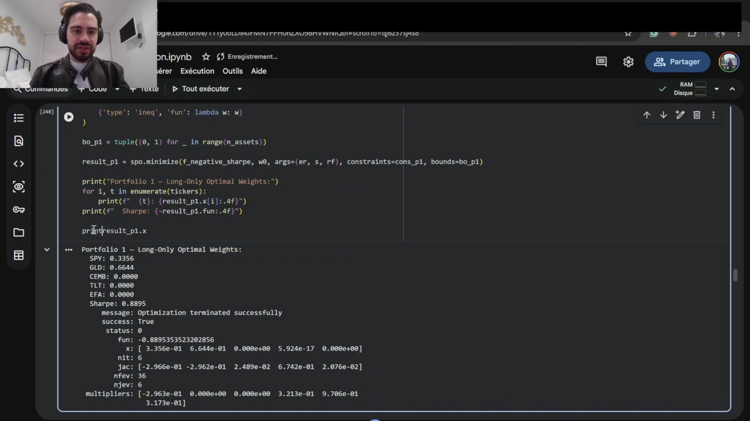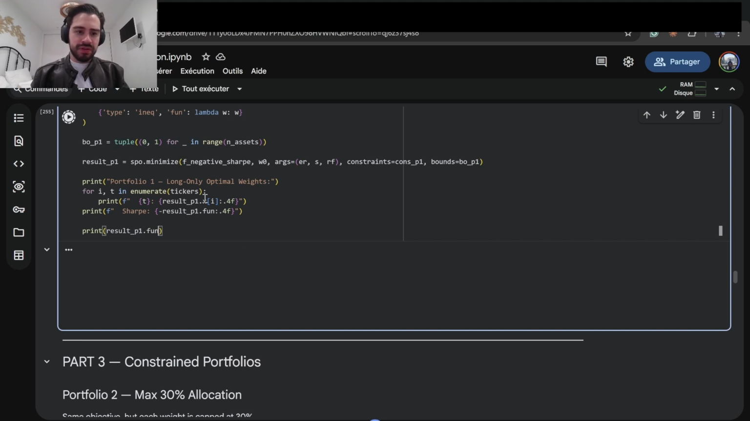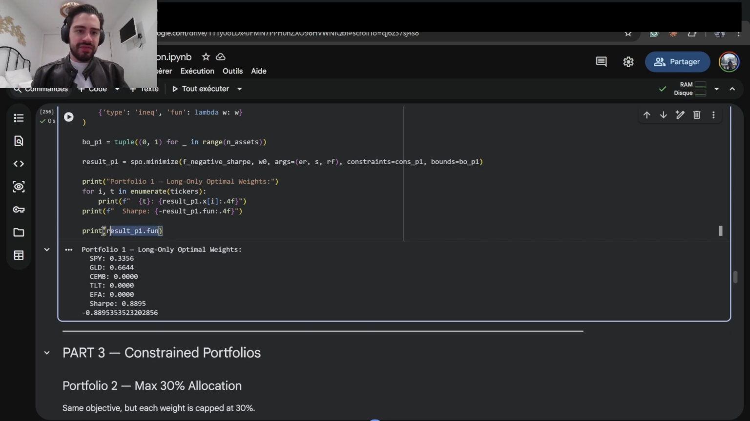I'm going to show you one example here. See, it gives all these values here. And if I do the same thing and I want the Sharpe, I put it here, that's fun. So this is how you get the data from the optimizer function.